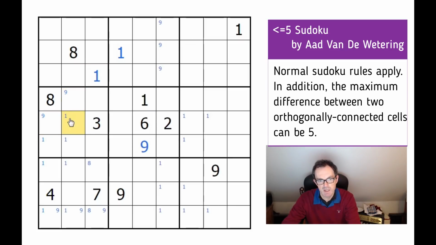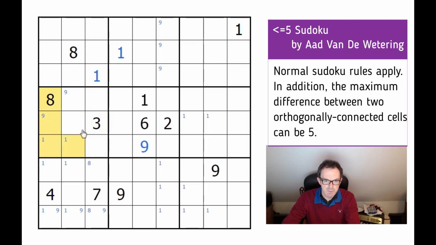That means this square can't be a 1, because if I put a 1 here, whichever one of these I make a 9 will breach the condition. So that's rather nice. This is not 1. Now the 1 shifts down to one of those squares, which means that this is not a 1.